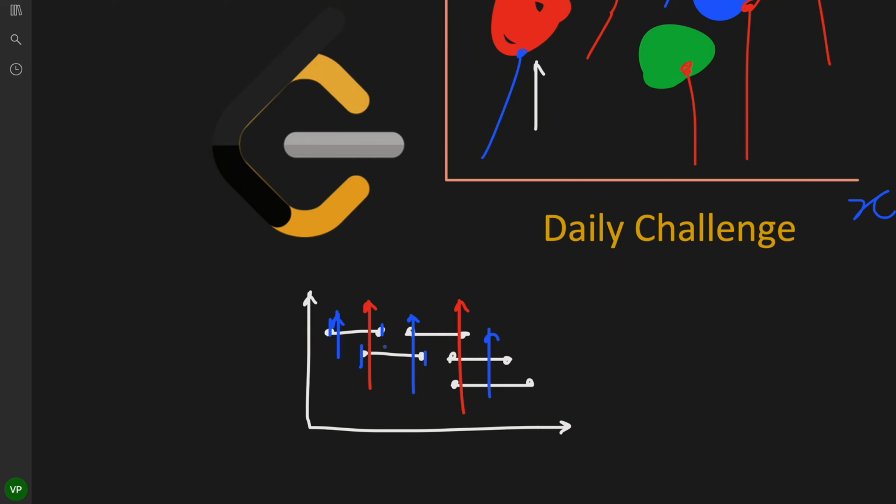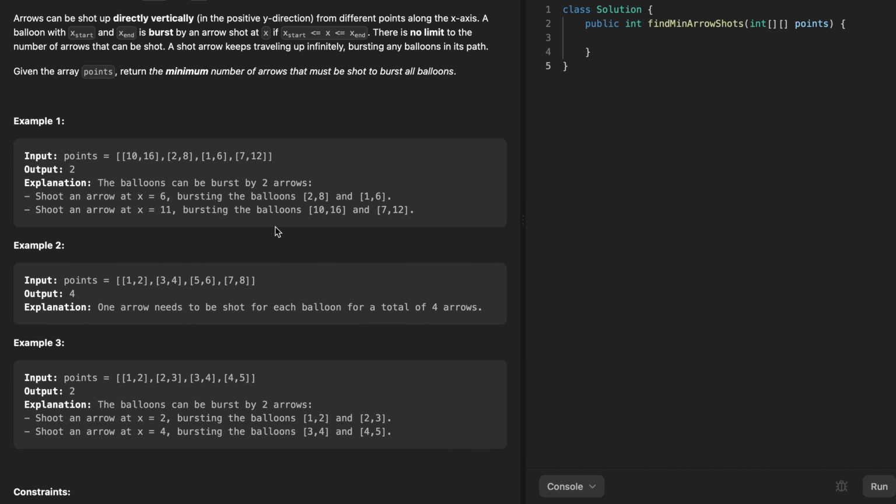So now we can realize that maybe what we can do is sort the array that we have been given. We can sort it.